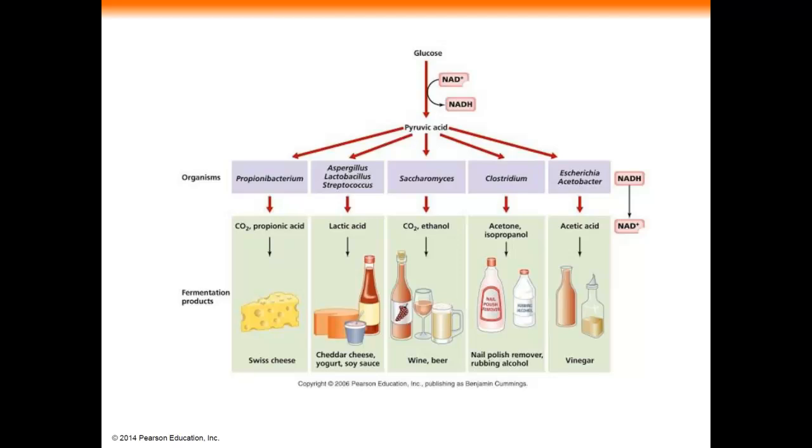There are several types of fermentation. All start with glycolysis producing NADH and pyruvate, or pyruvic acid. There are several organisms which can undergo fermentation. No ATP is produced in this process, but they are regenerating NAD+ for glycolysis.